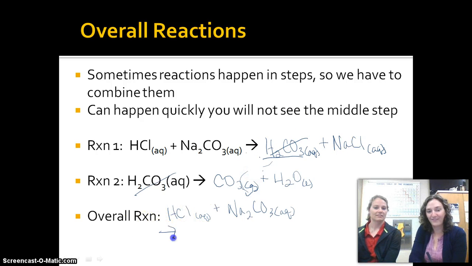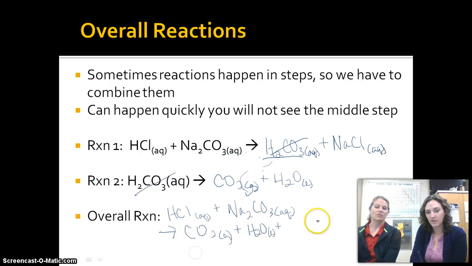Okay. Arrow. This should be all in one line again. CO2 gas, and H2O liquid, and NaCl aqueous. So this is how we could end up with 3 products instead of just the 2.